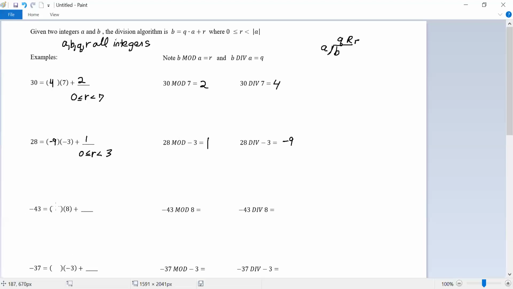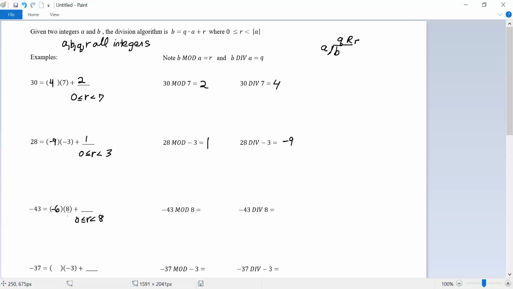All right, let's try it for the negative one down here. We're trying to get a negative number. So 8 times negative 5 would be negative 40. But remember, the R still has to be positive, or 0. In this case, it has to be positive. So if I were to put negative 5 here, I would get negative 40, and I'd need a negative 3. So I'm not going to be able to use negative 5. I'm going to use negative 6.